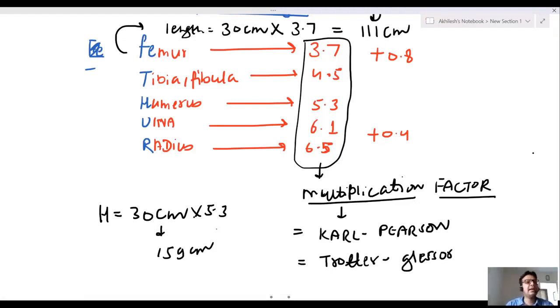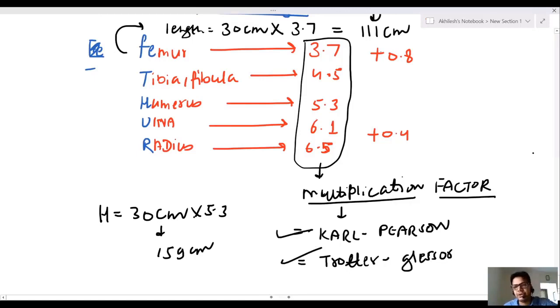So sir, what do you have to remember? Fitur. 3.7 plus 0.8, 4.5 plus 0.8, 5.3 plus 0.8, 6.1 plus 0.4, the last is 6.5. These were given by Karl Pearson and Trotter and Glaser.